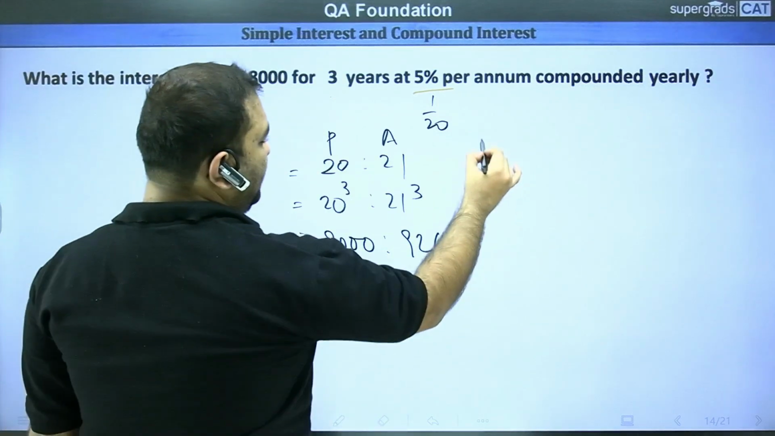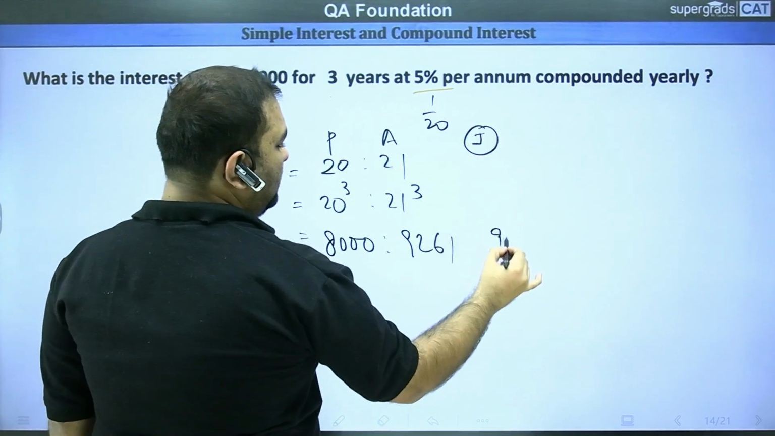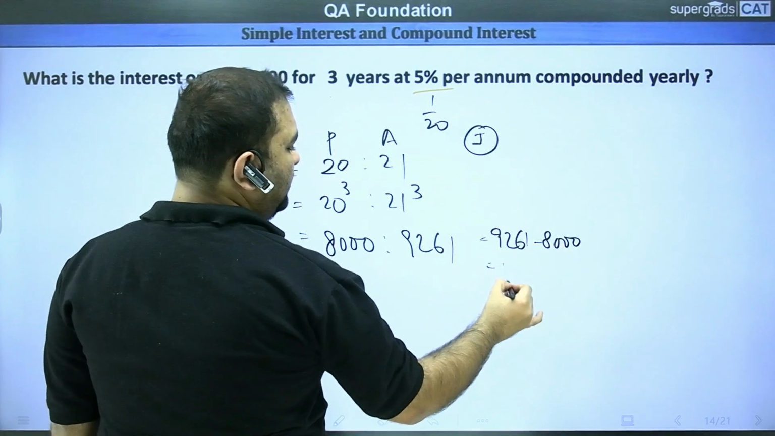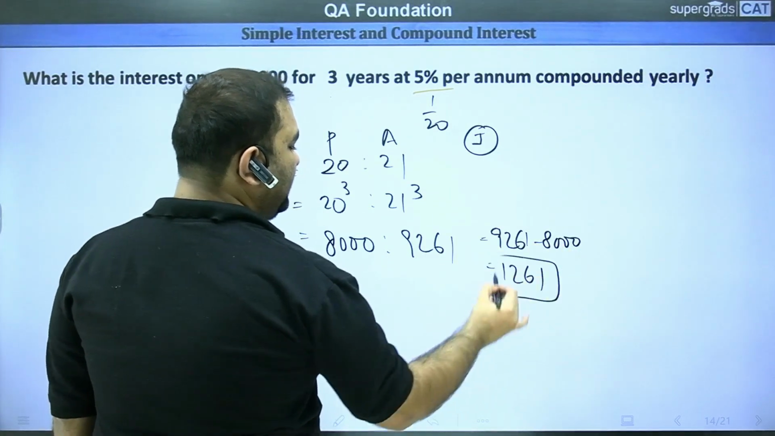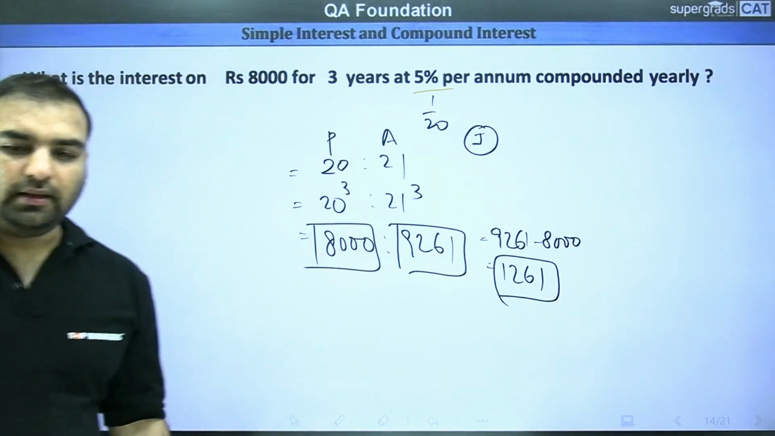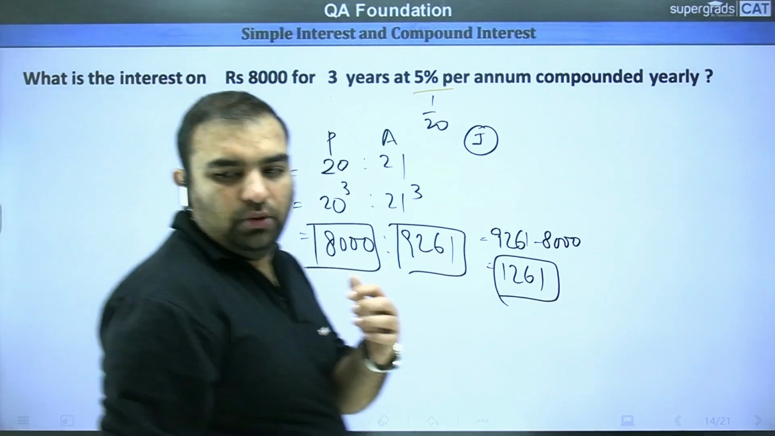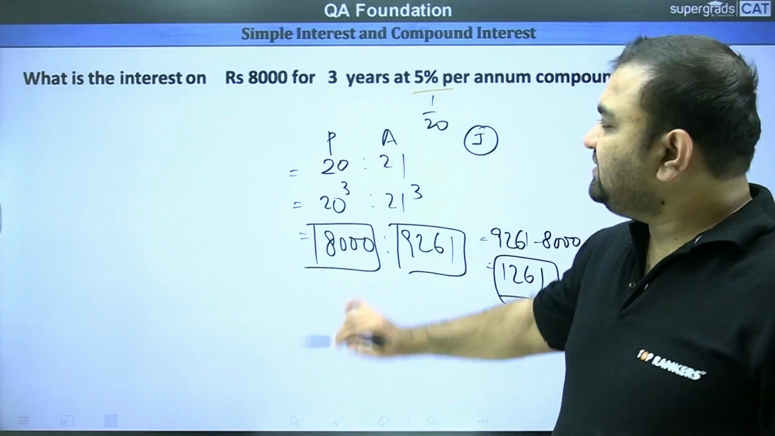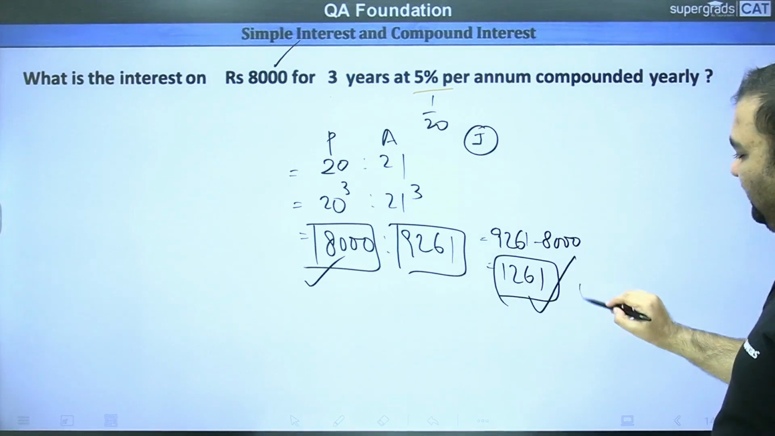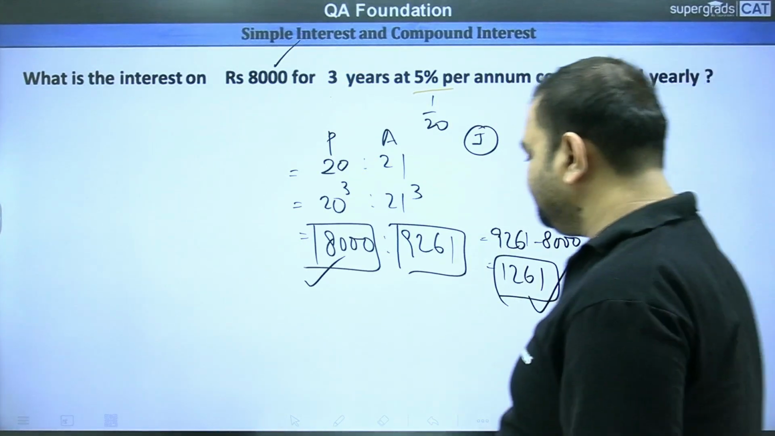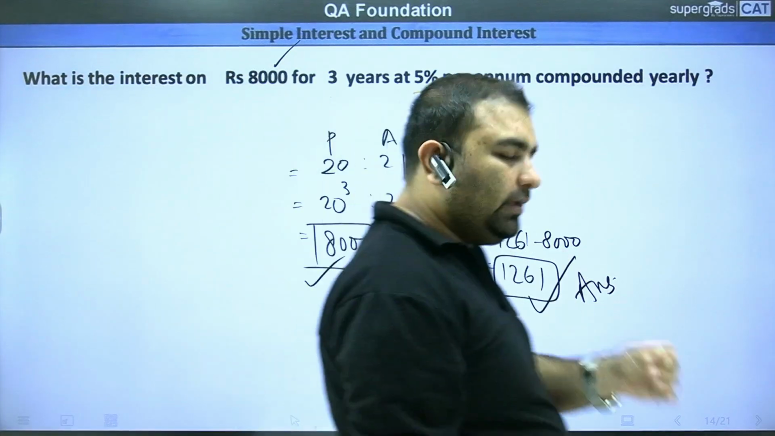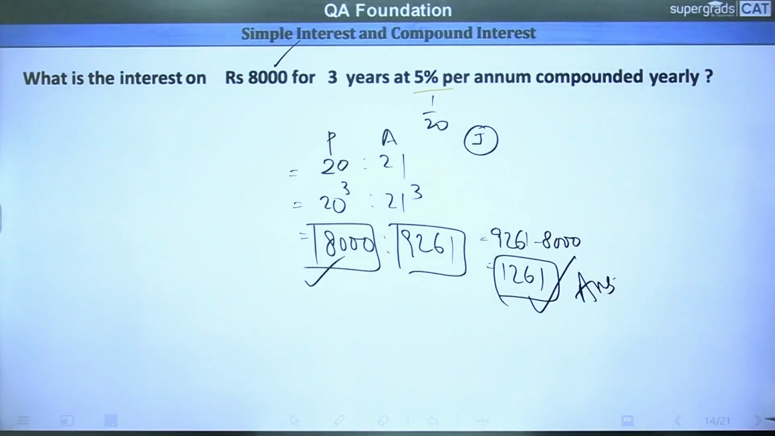So how much interest have you got? 9261 minus 8,000, 1261. If any of the exact values is known, तो बस मजा आ जाएगा. अगर किसी की भी exact value पता हो, तो मजा आ जाएगा. Principal is exactly given as 8,000, so interest is also exactly 1261. Okay, let's move on.